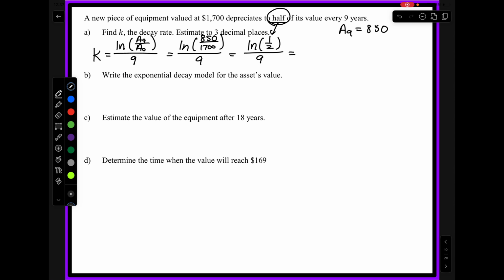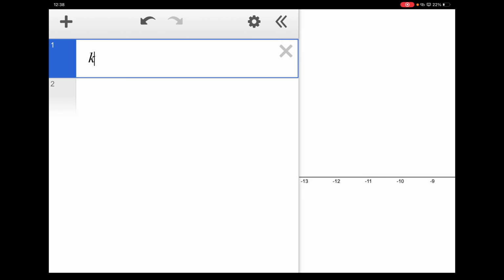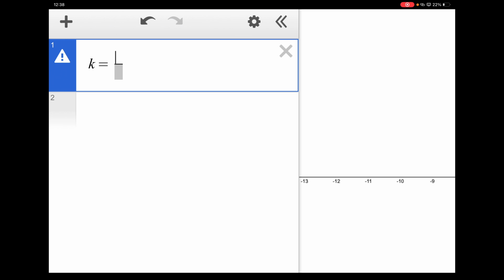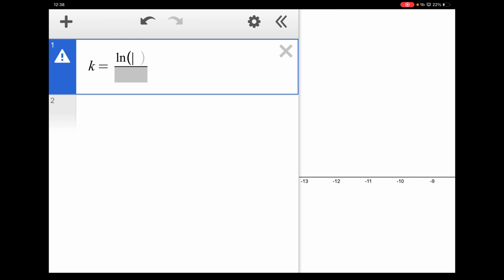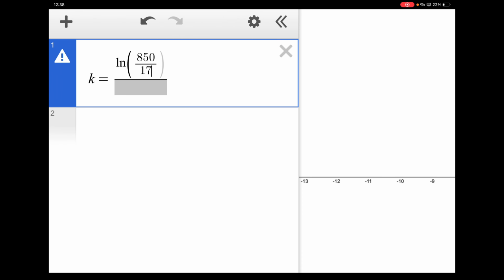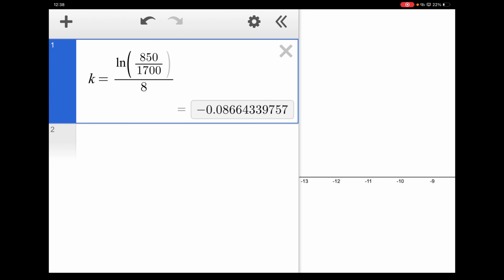So let's see what that is by plugging into Desmos. I'm going to start by storing this answer into the letter K. So I'm going to have K equals the natural log, again, of the 850, like I mentioned, divided by the 1700. And that's going to be divided again by the time, which I said is 8 years.